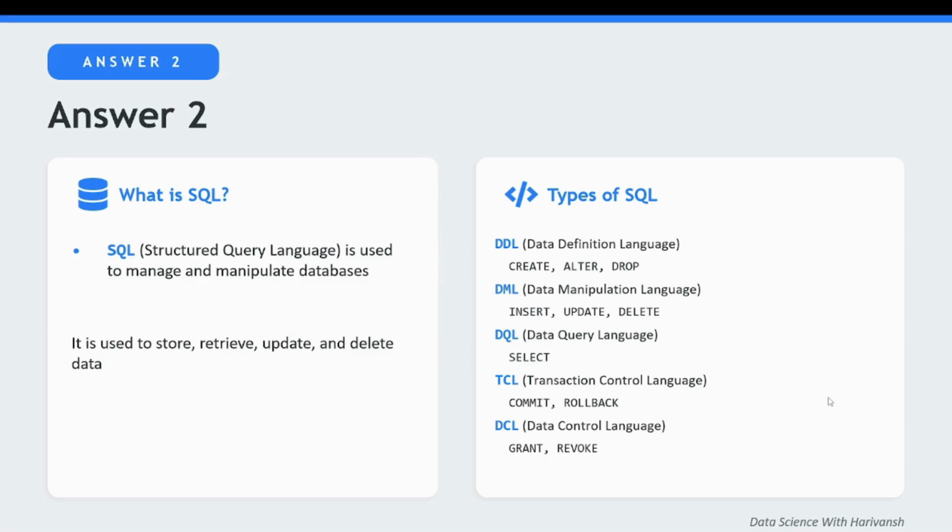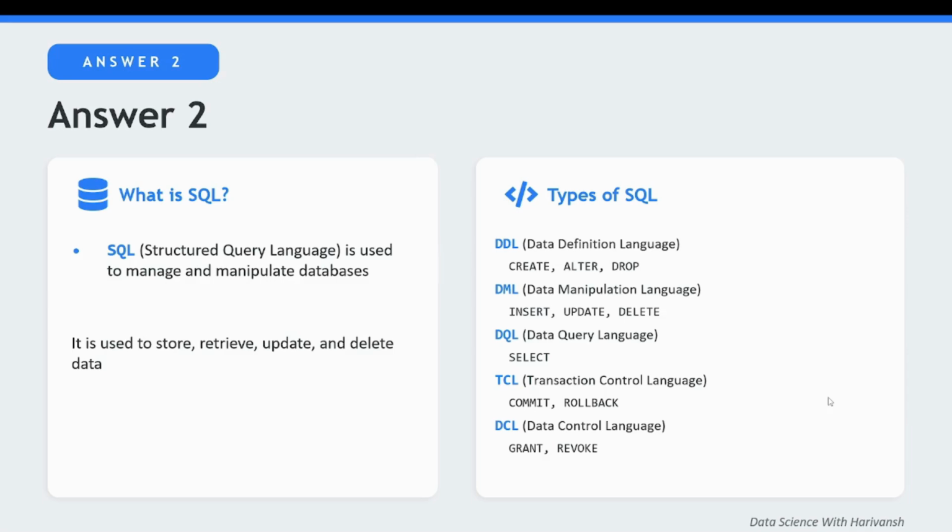First, we have DDL, which focuses entirely on the blueprint and structure of the database. This includes commands like create to build new tables, alter to modify an existing table's schema, and drop to completely delete a table structure from storage.